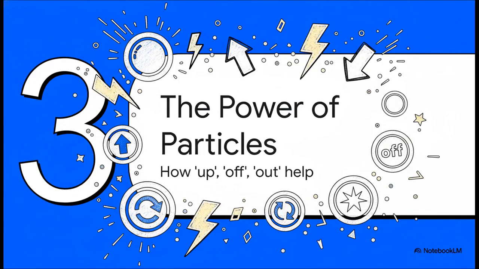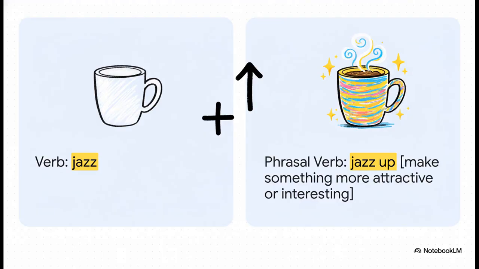Okay, this brings us to our first huge insight, the power of the particles themselves. I want you to stop thinking of them as extra words to memorize and start thinking of them like power-ups in a video game that give the base verb a new ability. Look at the verb jazz. On its own, it's fine. But you add the particle up and you get jazz up. Suddenly, you're not just jazzing, you are actively making something more interesting, more attractive. That tiny word up adds this whole new concept of improvement.